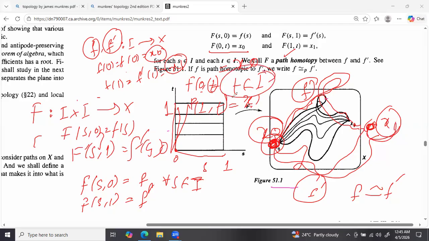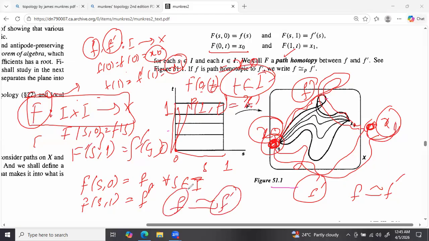belongs to I. Okay, so this is path homotopy. The continuous map from I cross I to X is known as path homotopy. Okay, if there exists a path homotopy, we can say f and f prime are path homotopic. Okay, the two maps are path homotopic.